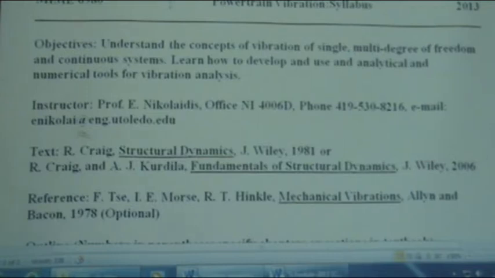This class is on vibration. Vibration is a periodic type of motion that a system has in response to some excitation. That excitation can be a harmonic force, it can be some force like an impact force, and we want to study and have tools to study and predict this response.